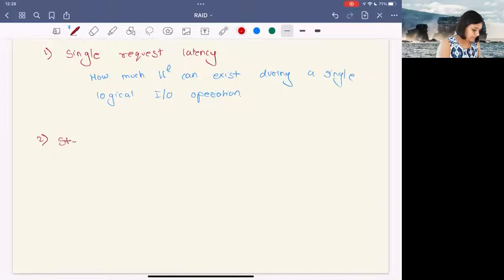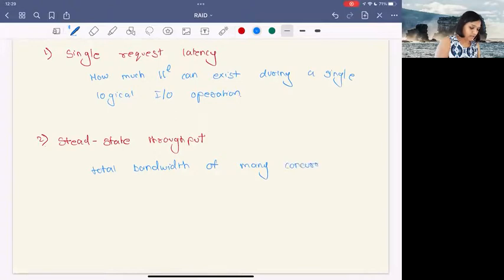Second, steady state throughput, which is the total bandwidth of many concurrent requests. So these are the 2 important parameters that we want to talk about when we talk about performance.